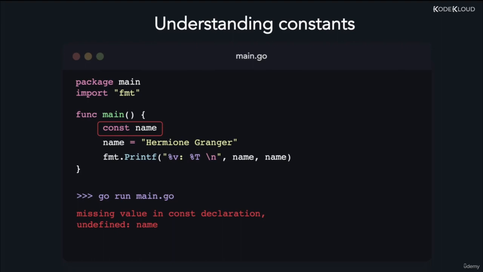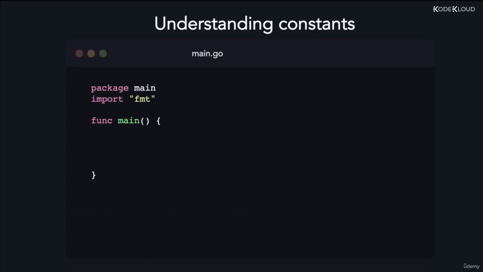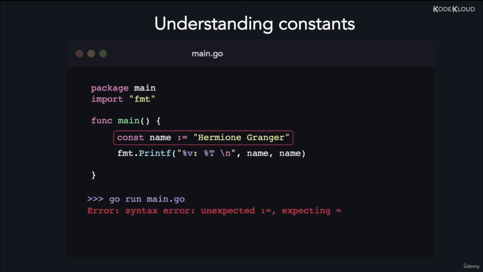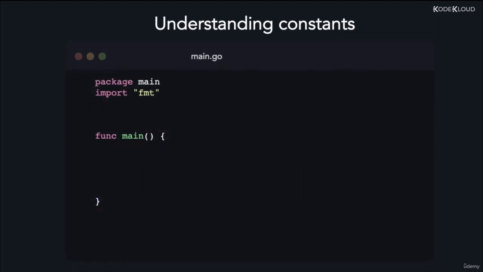The concept of default or zero values does not apply here. The shorthand variable declaration does not work for constants. The compiler will give you the following error if we try to use the shorthand variable assignment operator. It will say unexpected :, equal to, because it was expecting the simple equal to, the simple assignment operator.